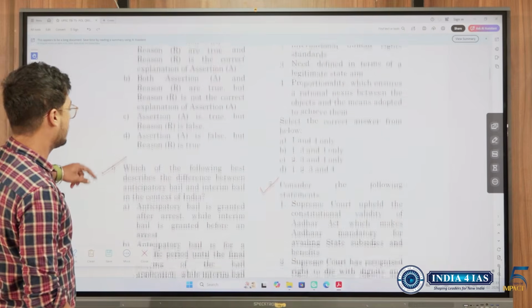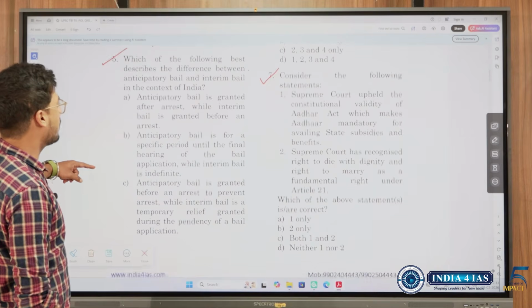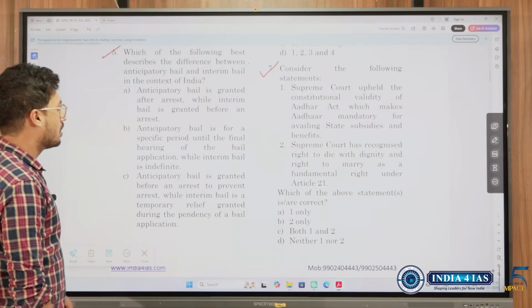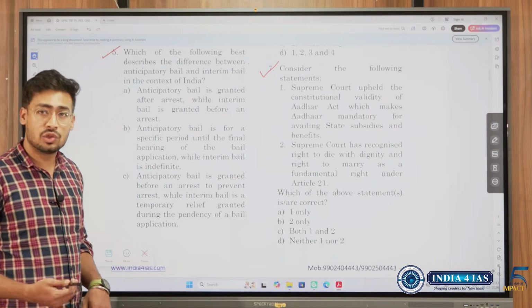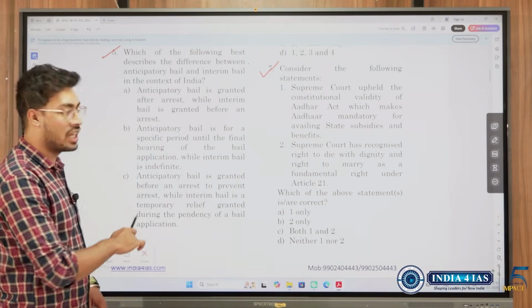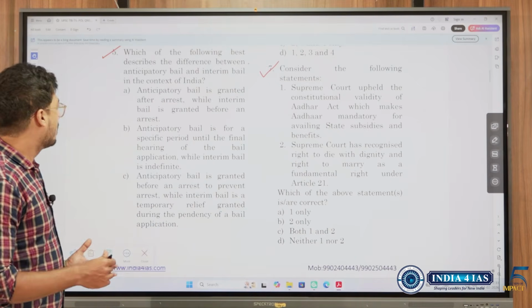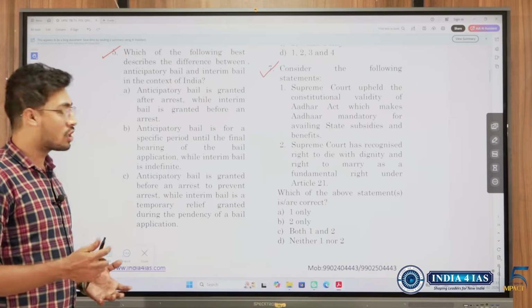Okay, we'll move ahead. Which of the following best describes the difference between anticipatory bail and interim bail? Now this is a new thing and I do not expect you people to know this, and the statements that were framed were also very delicate, such that you cannot easily make out which statement is wrong or which statement is correct.